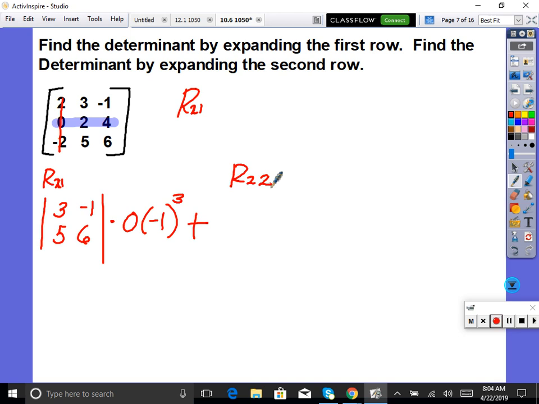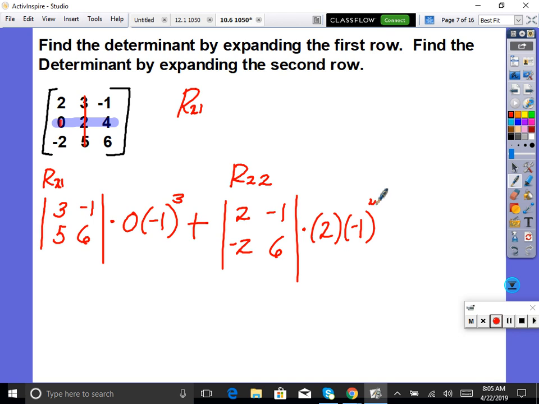Plus, now we're going to do row 2, column 2 now. So now I'm going to cross out row 2, column 2. So our minor would be 2, -1, -2, 6. Then times by your cofactor. The intersection is 2, so times by 2 times by -1 raised to the 2 plus 2, which is 4.